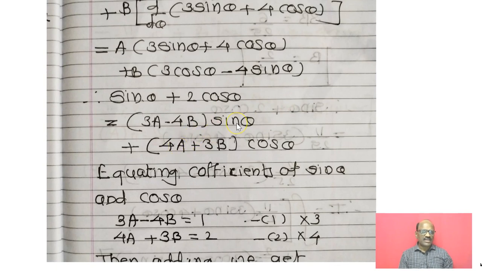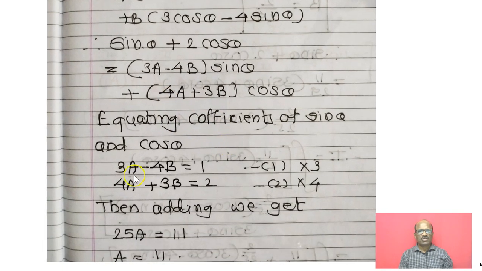On the right hand side, we collect the sin theta terms, that is (3a minus 4b) sin theta plus (4a plus 3b) cos theta, and equate. The coefficient of sin theta is 1, that is 3a minus 4b is equal to 1, and the coefficient of cos theta, 4a plus 3b, is equal to 2. Now solve these two simultaneous equations in the variables a and b. That is 3a minus 4b equals 1, equation number 1, and 4a plus 3b equals 2.